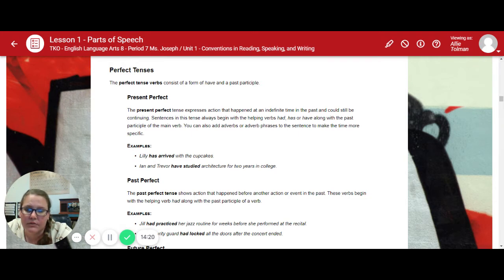So here are our examples. Lily has arrived with the cupcakes. Ian and Trevor have studied architecture for the last 2 years in college.